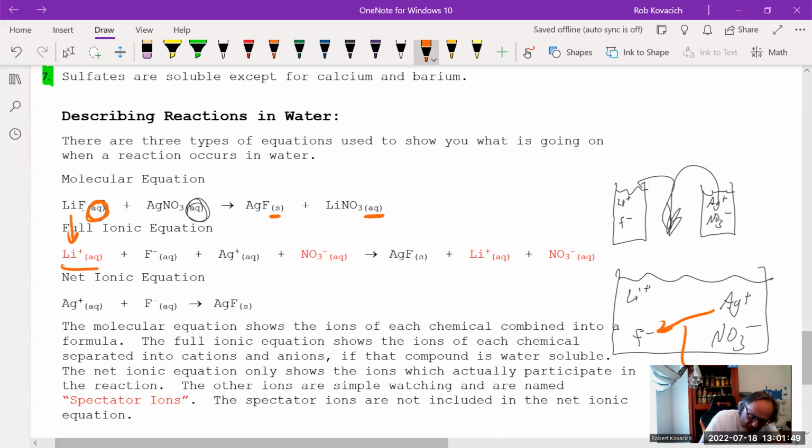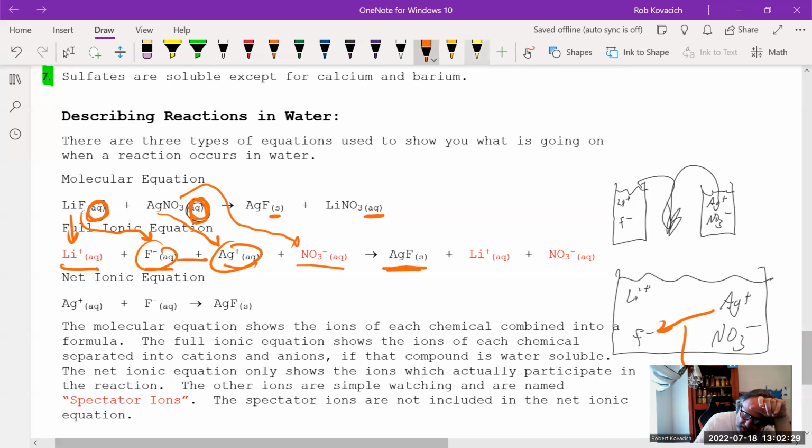So the lithium is lithium aqueous ion. The fluoride is fluoride aqueous ion. So I have to separate those things out in my full ionic equation. Again, the silver nitrate, we're saying it's been dissolved already. And here we have the silver as itself dissolved and by itself, surrounded by water molecules. And the same situation with the nitrate. You're dissolved. You're all by yourself, surrounded by water molecules. Okay, but the arrow means that now they've been mixed together. And when that happens, the silvers and the fluorides run into each other and they form a solid.